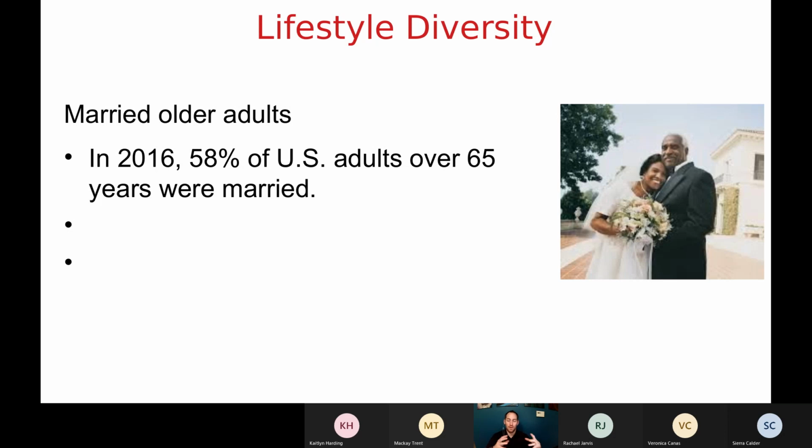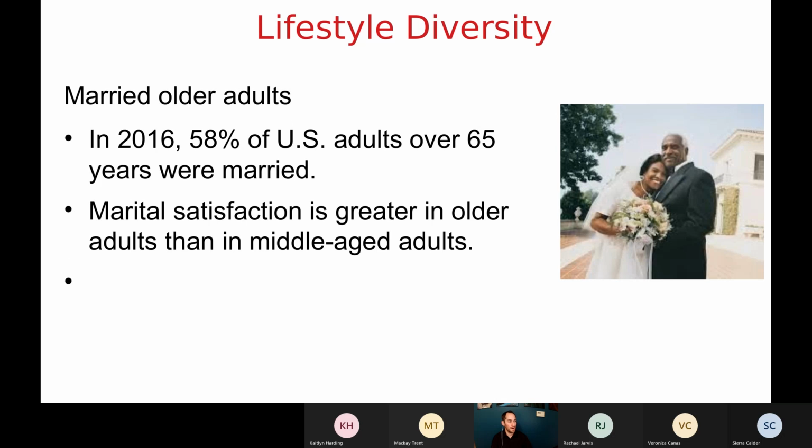This is kind of a pattern we've seen throughout the chapters. In early adulthood, we talked about marriage rates, divorce rates, things like that. And we talked about that in middle adulthood and here in late adulthood. So in 2016, about 58% of US adults over 65 were married. Marital satisfaction is generally rated higher for late adults than it is in middle adulthood.